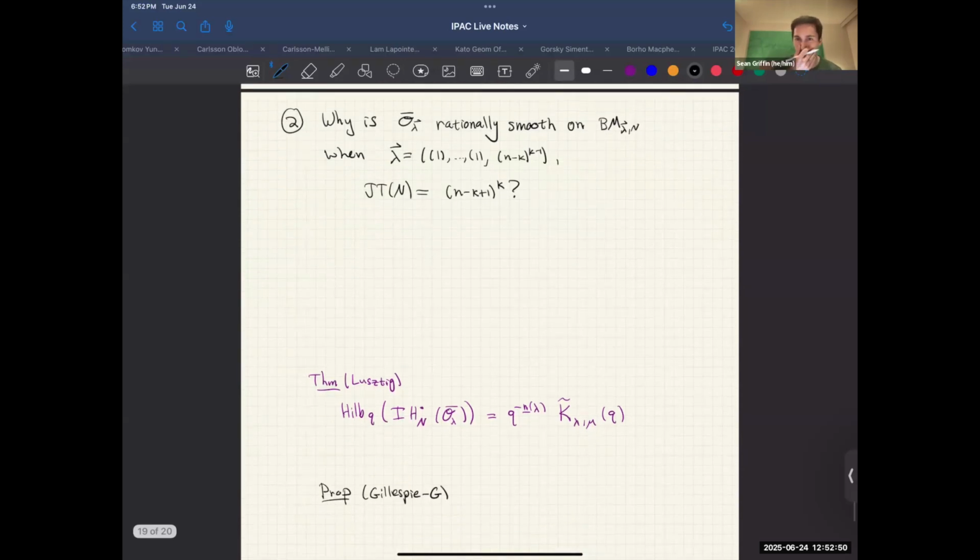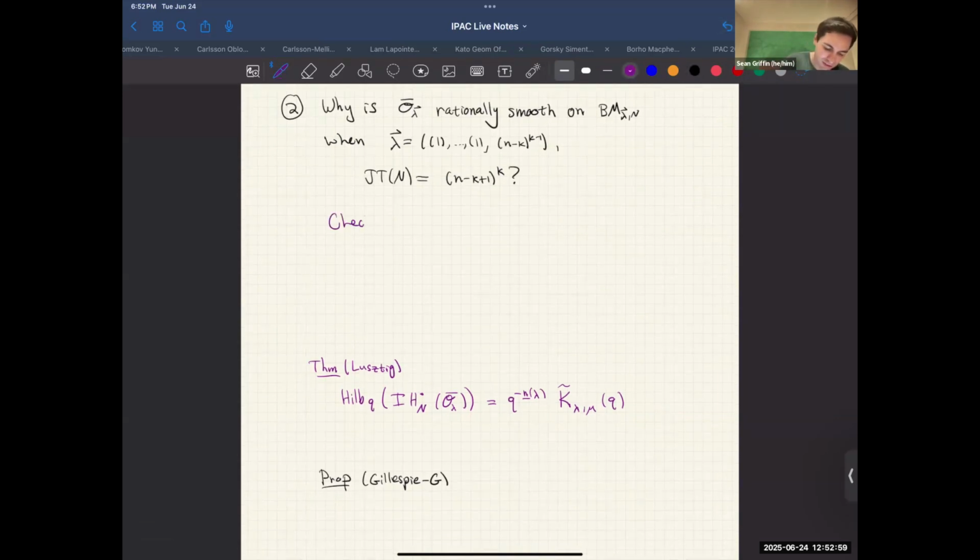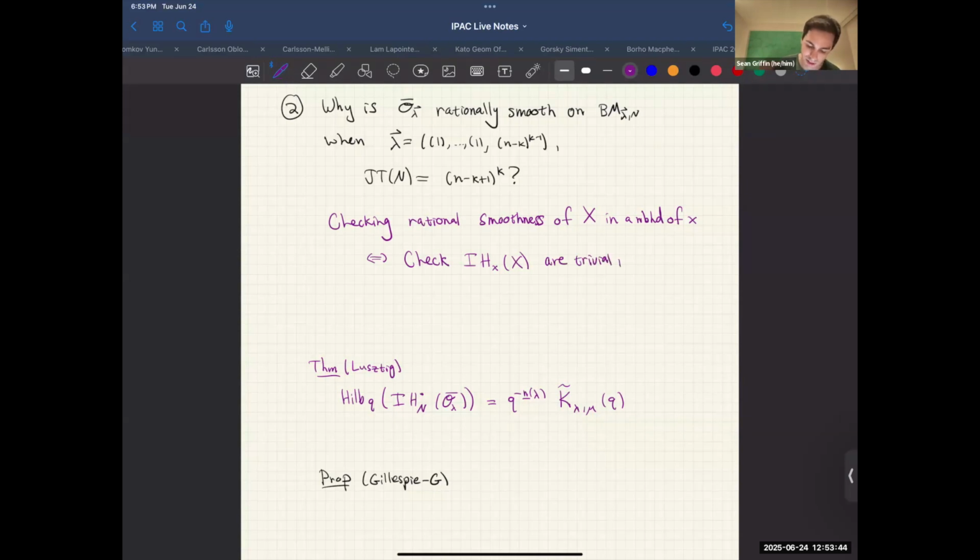Essentially, what this comes down to is also combinatorics. So checking rational smoothness of some variety at some point, or actually, let me state this as in a neighborhood of some point, is equivalent to checking particular intersection cohomology groups are trivial in a neighborhood, or as x varies in a neighborhood. Let me say x prime.